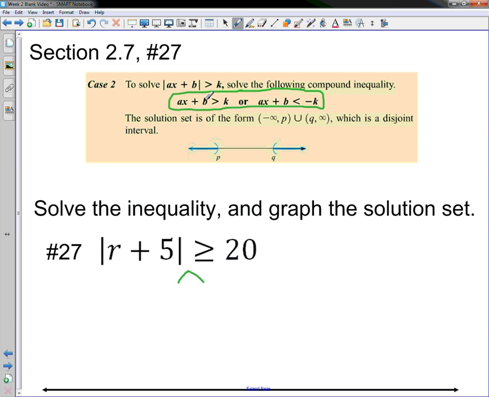The first one, notice, is the same except the absolute value has been removed. So I'm going to have r plus 5 greater than or equal to 20. We have the word or, which remember that makes a difference in our final answer, so we want to make sure we use or. And then the second one is still the same r plus 5. But notice the inequality has been flipped, so this becomes less than or equal to, and the opposite of the number in the back, which is negative 20.